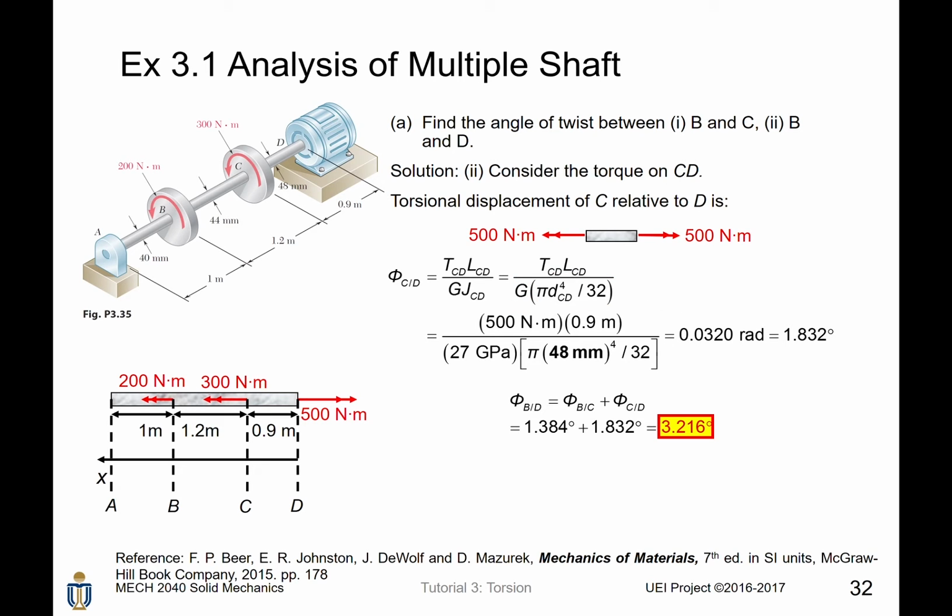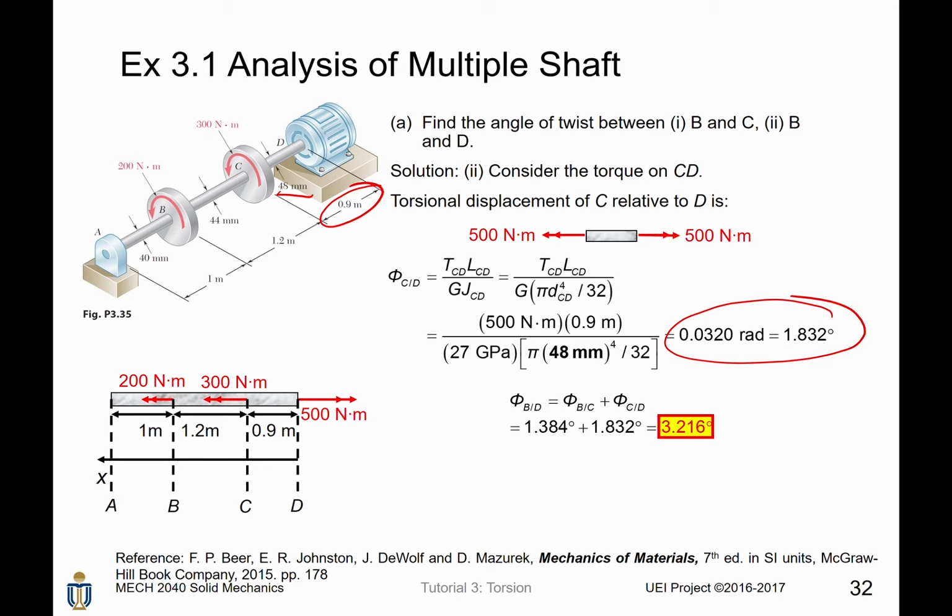The torque acting on it is 500 Nm. The length of CD is 0.9 meters. The shear modulus is 27 gigapascal, while the diameter of segment CD is 48 mm. Therefore, you can find the torsional displacement of C relative to D, which is 1.832 degrees.